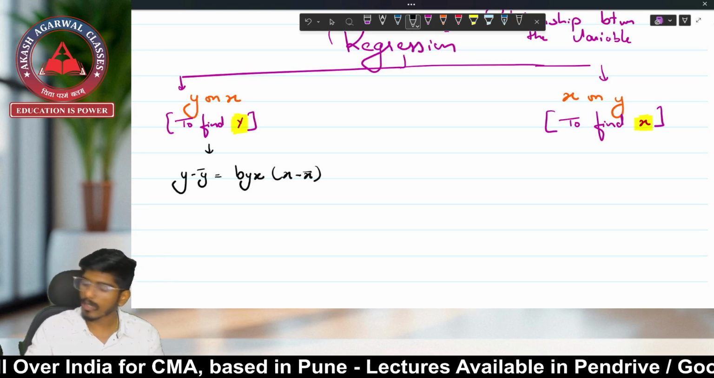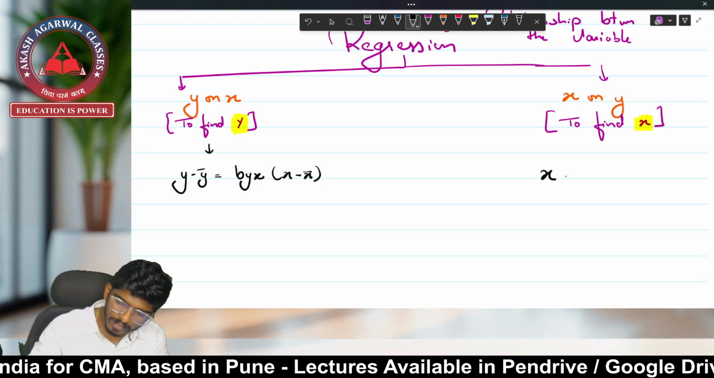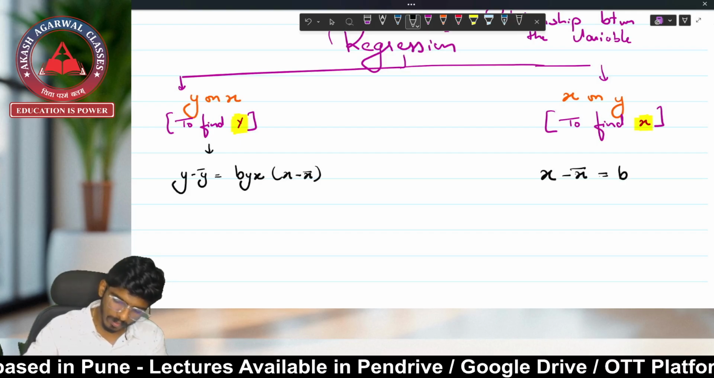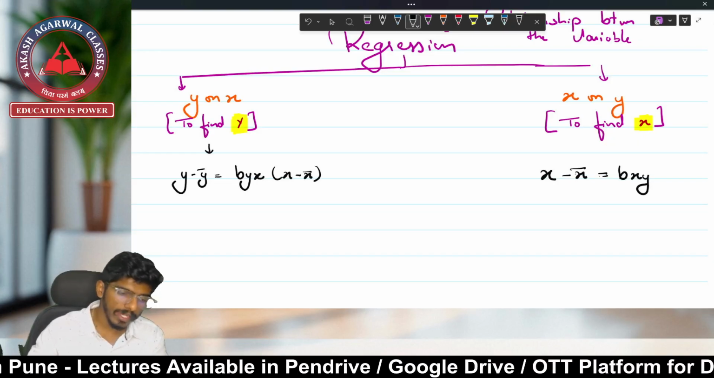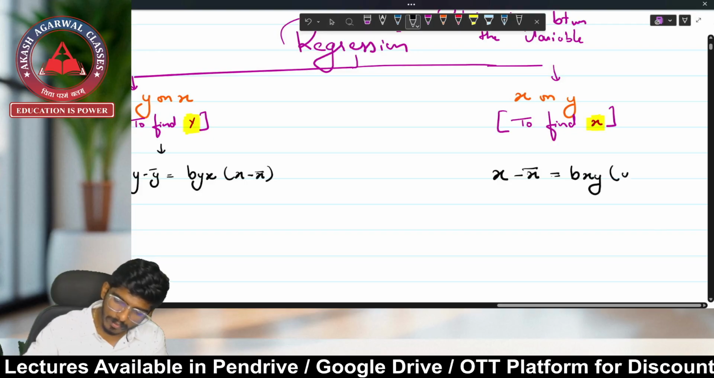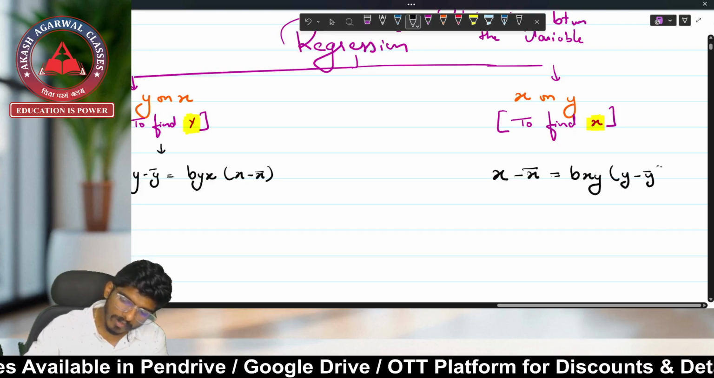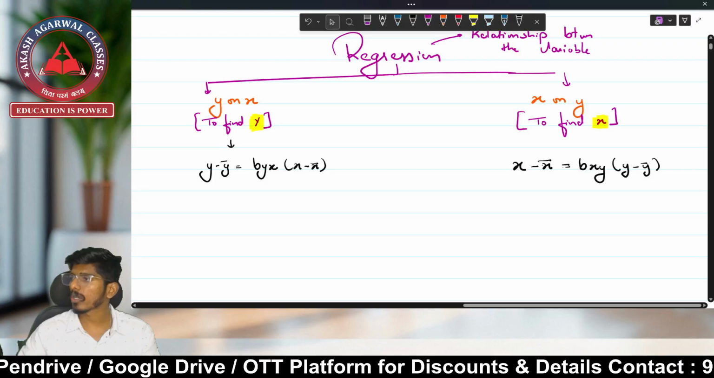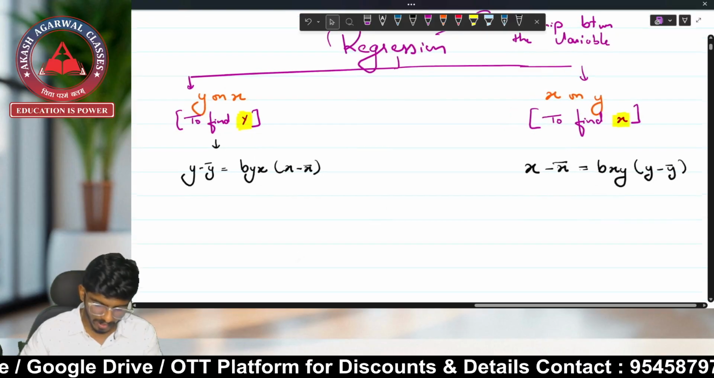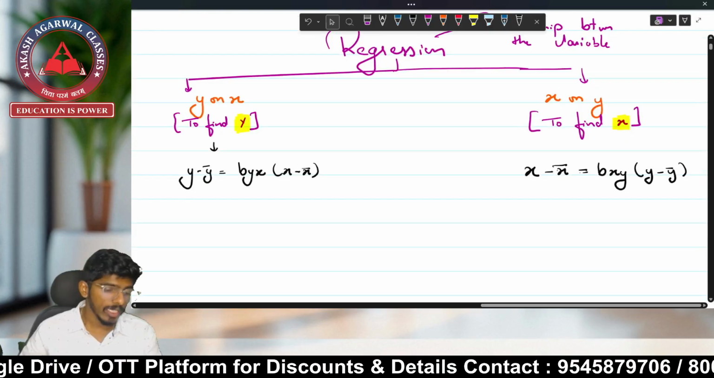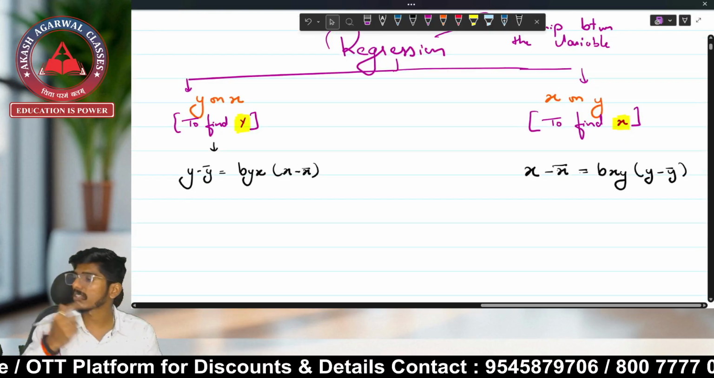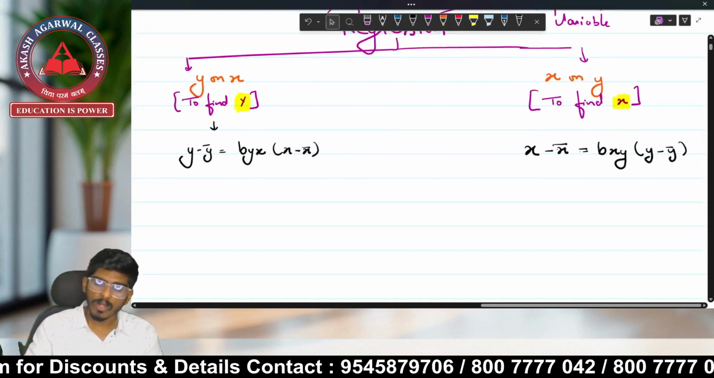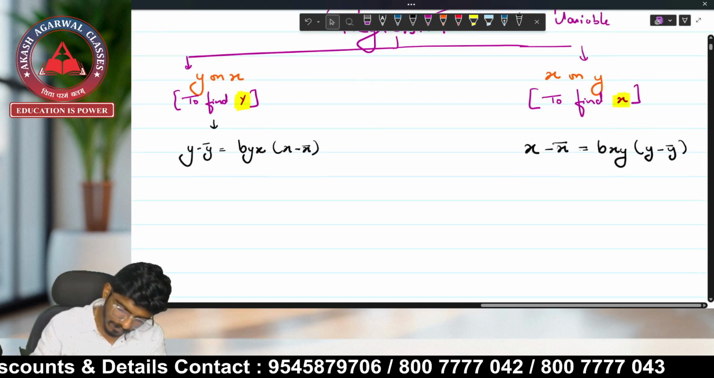Then when we are talking about x on y, the equation is going to be x minus x bar equals bxy into y minus y bar. So when we talk about y on x, it is y minus y bar equals byx into x minus x bar. The other is x minus x bar equals bxy into y minus y bar.